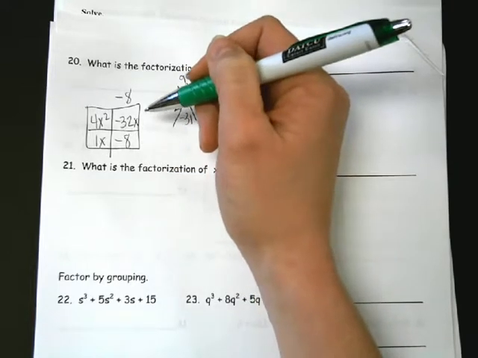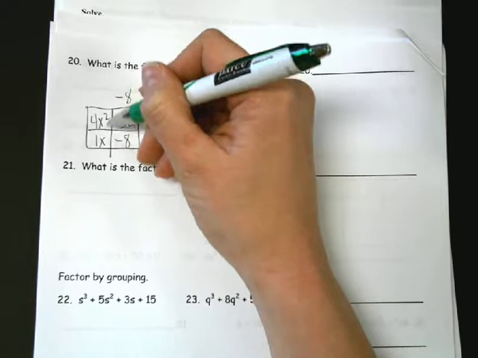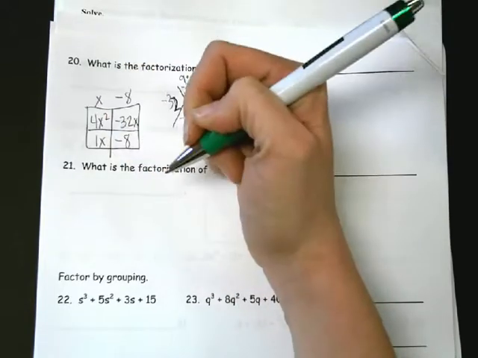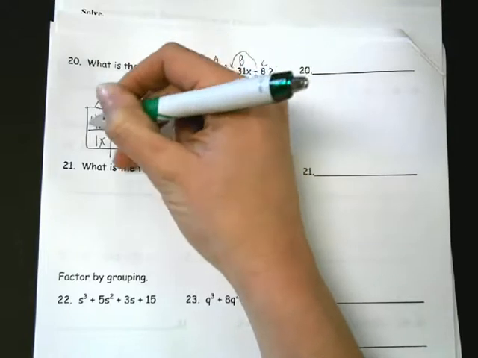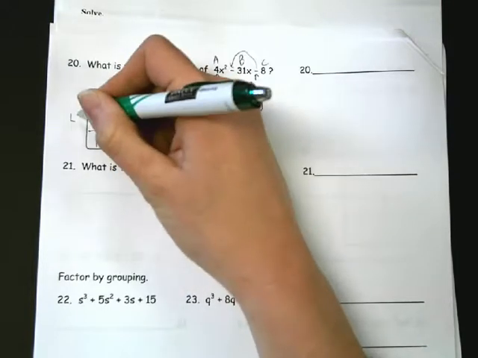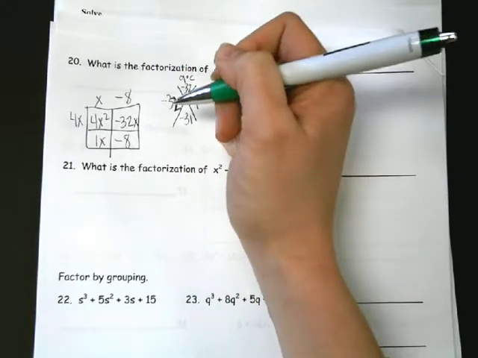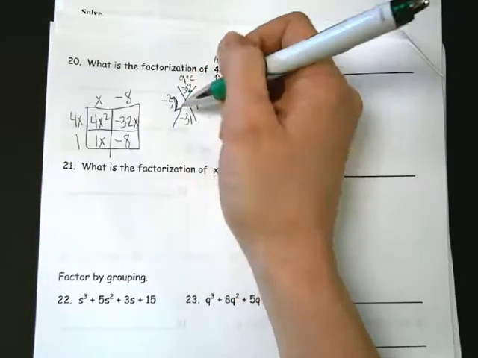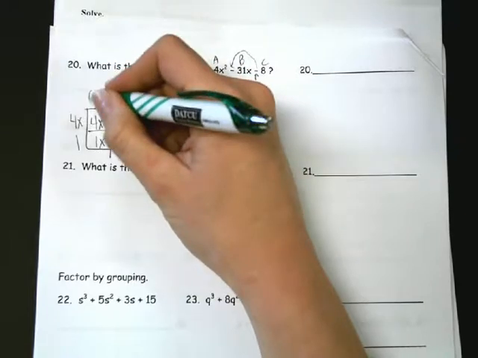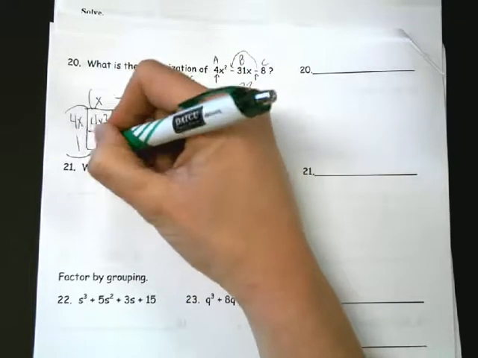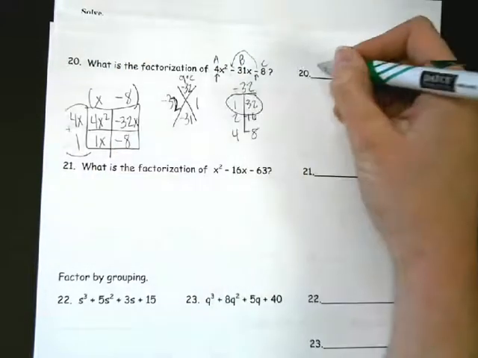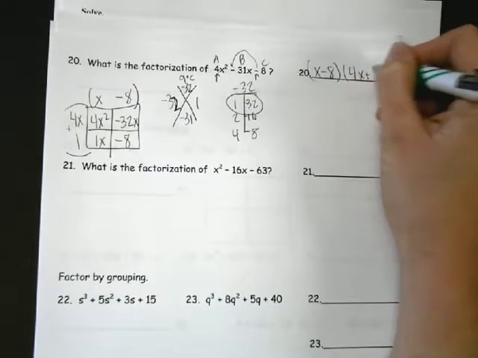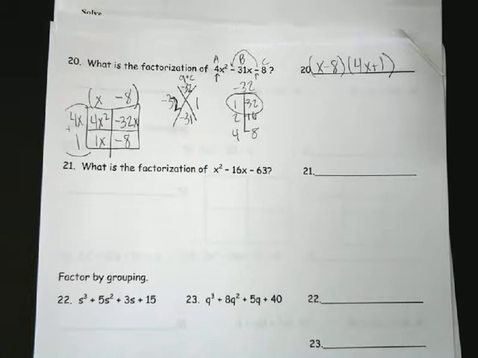Then you look at this column. They don't have any numbers really in common except 1, and then an x. They both have an x. You look at this row right here. They both have a 4 and an x that they can both be divided by. Then you look at this row, and they just have a 1. So these are your parentheses, x minus 8 and 4x plus 1. And then you're done.